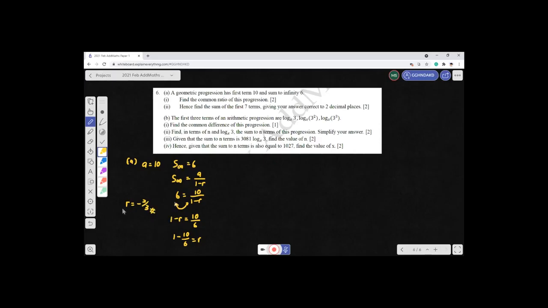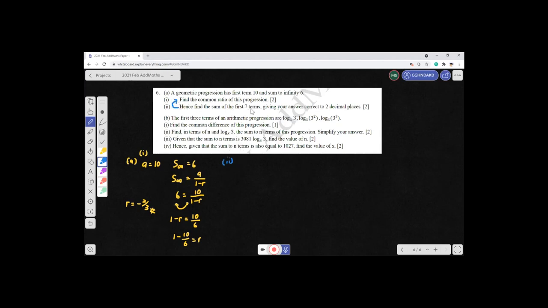Yes. So this is pretty straightforward, 2 marks on it. When the question is pretty straightforward, you just do it like usual. Anyone do not understand? So the same goes for part 2. Hence, when they say hence, it means use your previous answer.